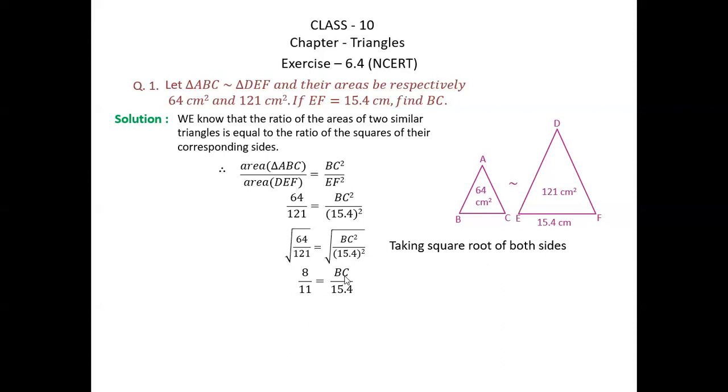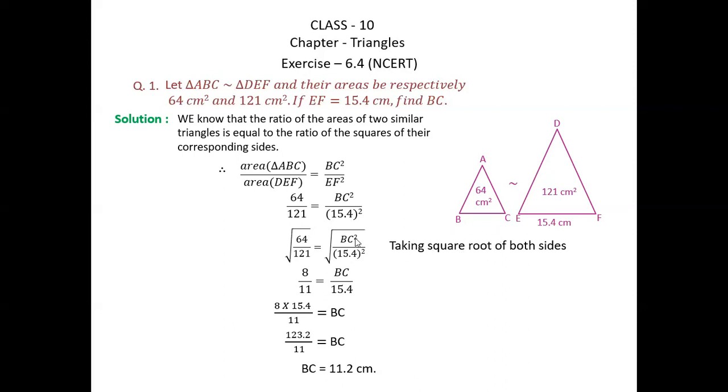So it will be only BC. And here also this square and this root cancel. It will be only 15.4. Take this 15.4 and multiply with 8. You will get 8 into 15.4 upon 11 is equal to BC. When you multiply 8 into 15.4, you get 123.2 divided by 11. When you divide this, you get BC as 11.2 centimeters. So the length of BC is 11.2.